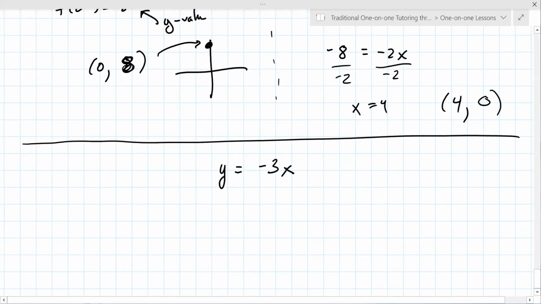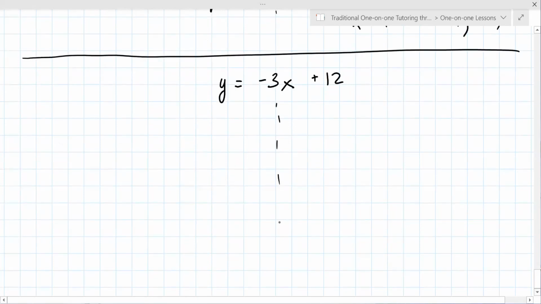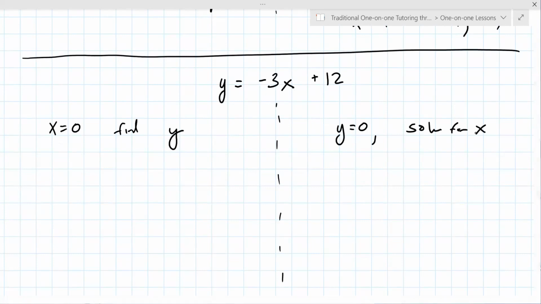All right, -3x plus 12. On the left here, you're going to set x equal to 0 to find y. On the right, you're going to set y equal to 0 to solve for x. Okay, x equals 0, find y.